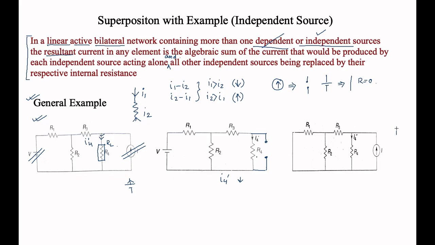As the direction of the current source is upward, the current flowing through this R4 is I4 double dash, and it is obviously in the downward direction. So the resultant current through R4: I4 dash is downward, I4 double dash is also downward. So the resultant current, that is I4, is equal to I4 dash plus I4 double dash. This is the summary of this theorem. Now go to the next page.